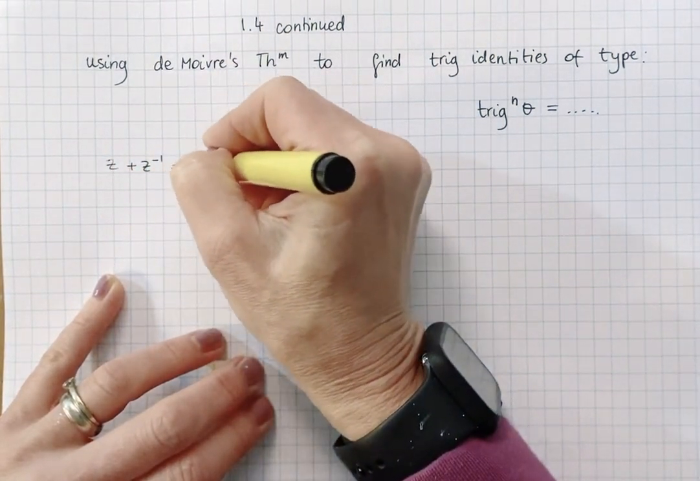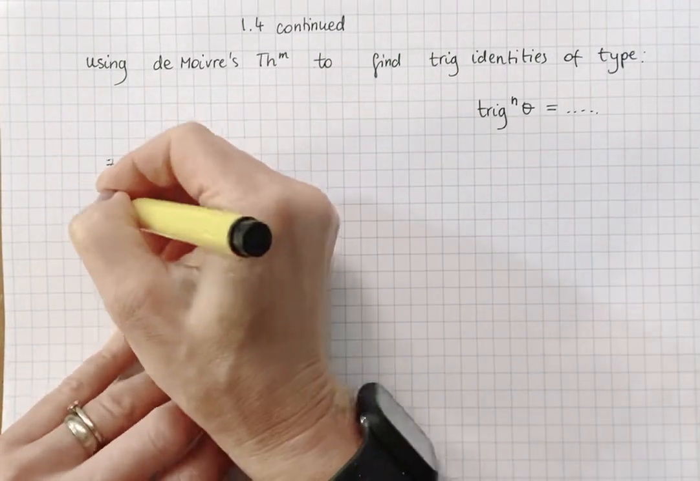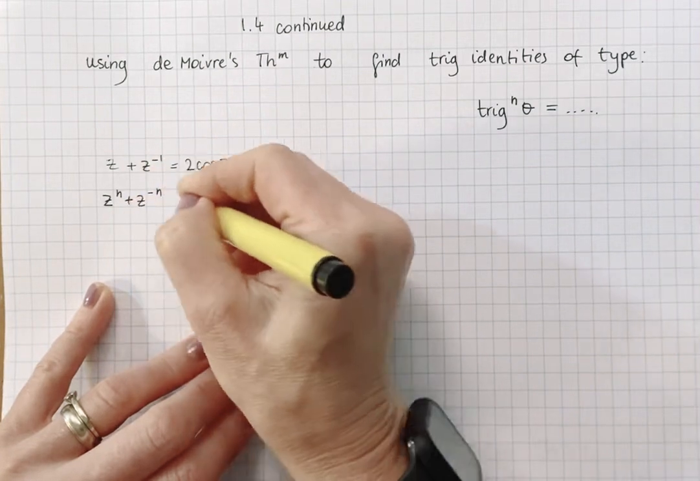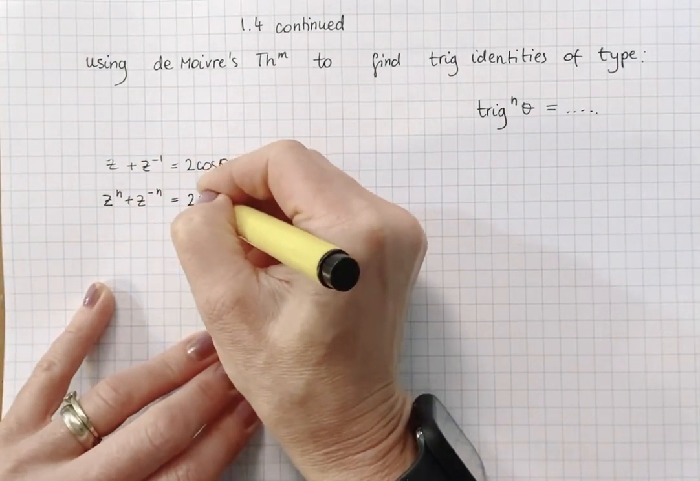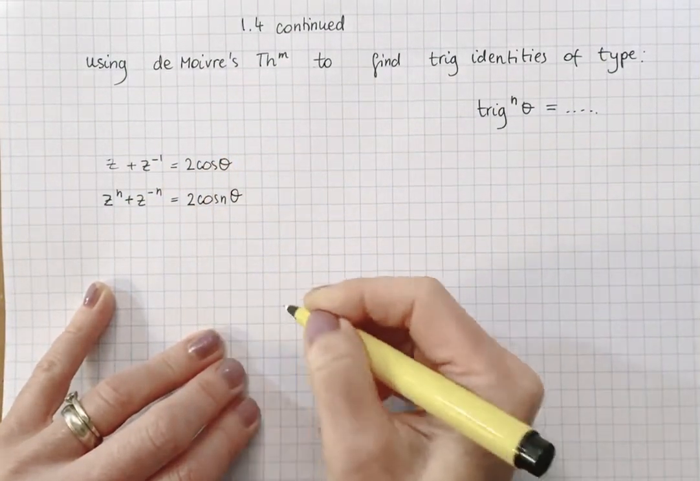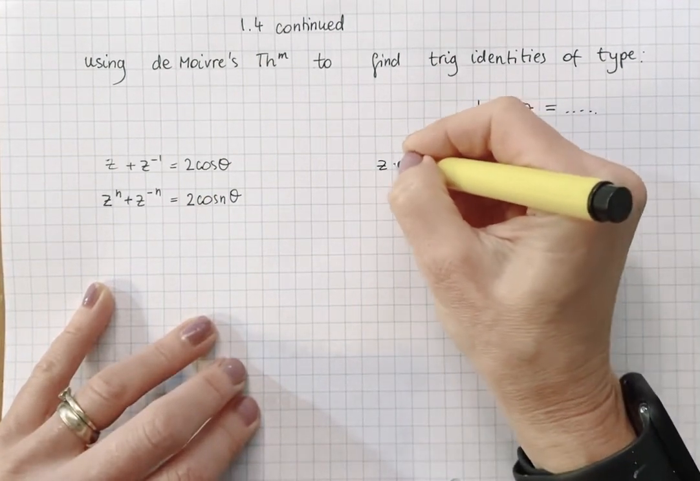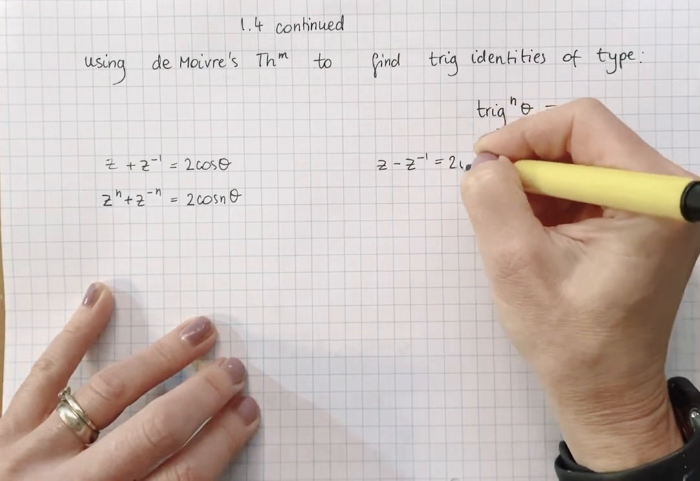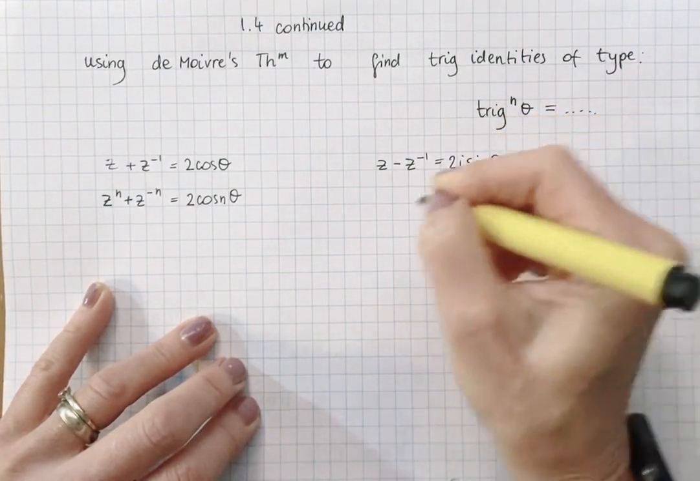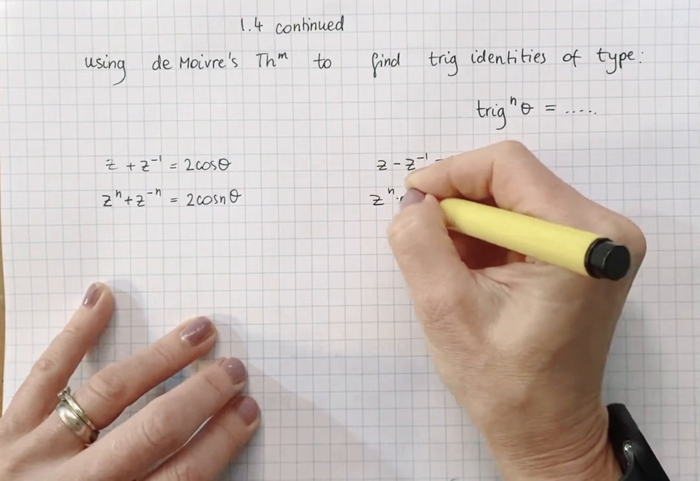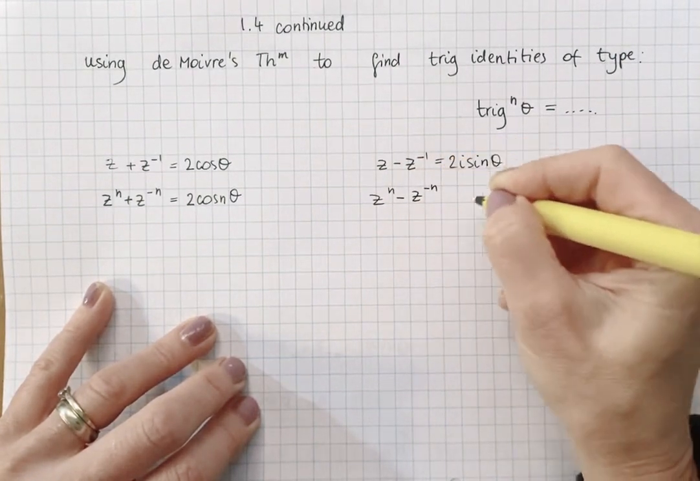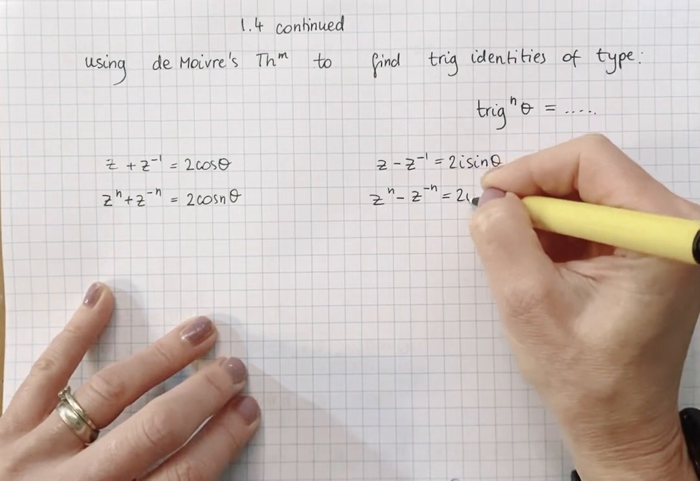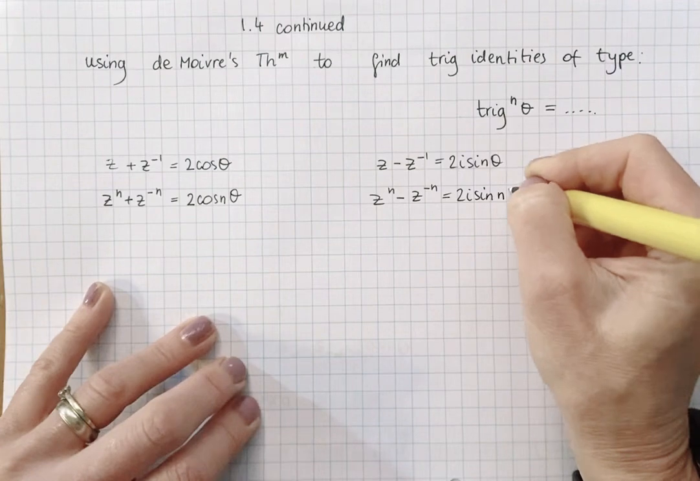2 cos theta, and obviously a more general form, z to the power of n plus z to the power of minus n is equal to 2 cos n theta. The second one is with a minus, so z minus z to the power of minus 1 gives you 2i sine theta, and z to the power of n minus z to the power of minus n gives you 2i sine n theta.